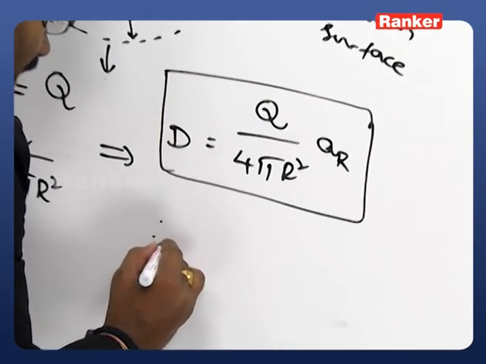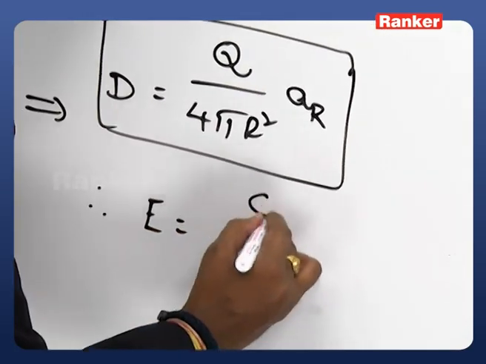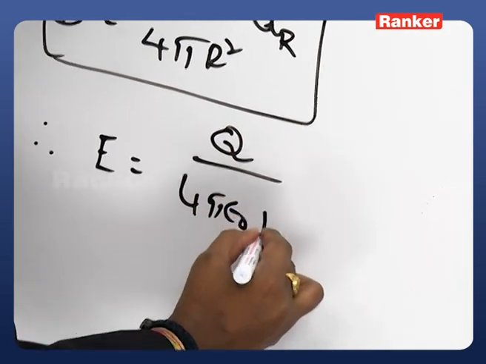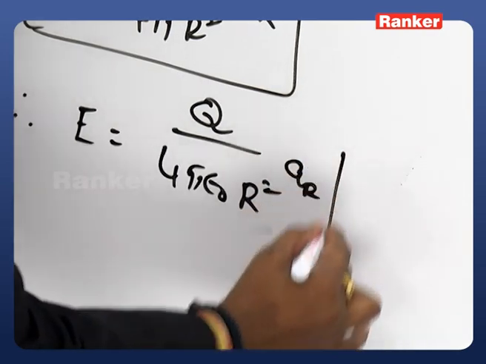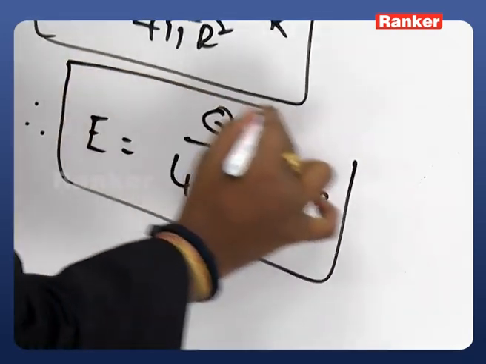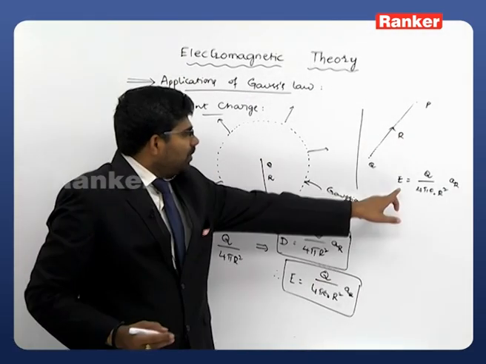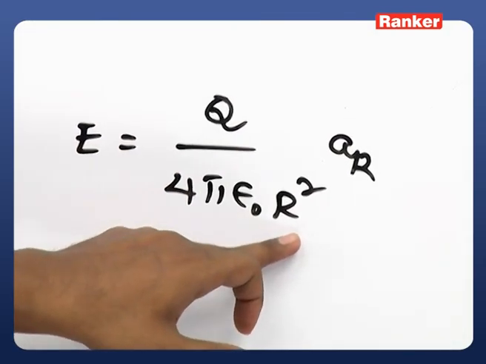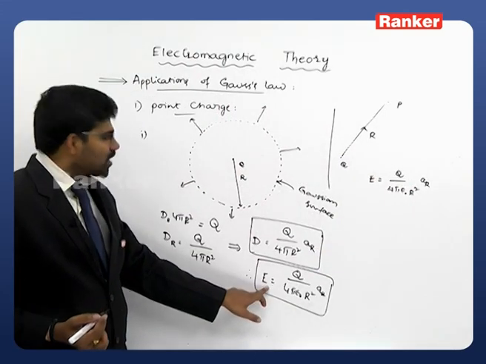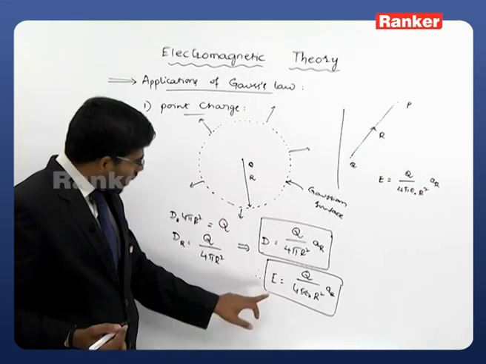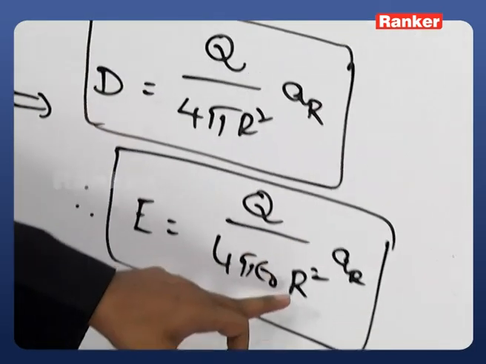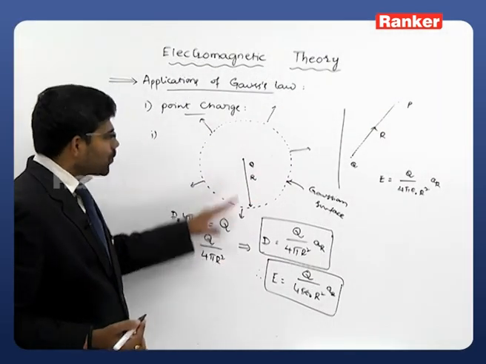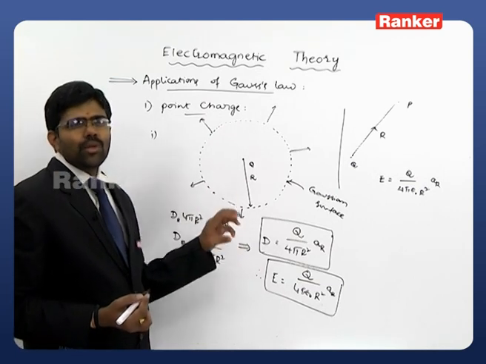Therefore, clearly the electric field intensity equation can be written as Q by 4 pi epsilon naught r squared a_r. Now observe, the electric field intensity we got using Coulomb's law is Q by 4 pi epsilon naught r squared a_r. The electric field intensity we got using Gauss's law is also the same, Q by 4 pi epsilon naught r squared a_r. So if you observe, the procedure we adopted for this point charge is very easy.